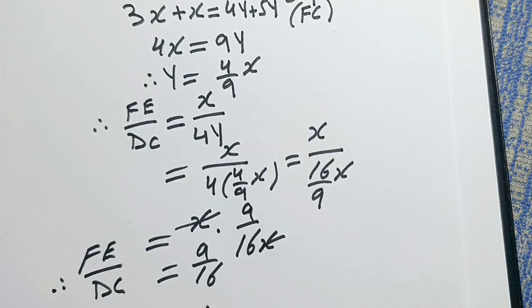If you want to write it in ratio, you're going to say 9 ratio 16. But he doesn't want the answer in ratio. He wants FE over DC in fraction form. So FE over DC is equal to 9 over 16.